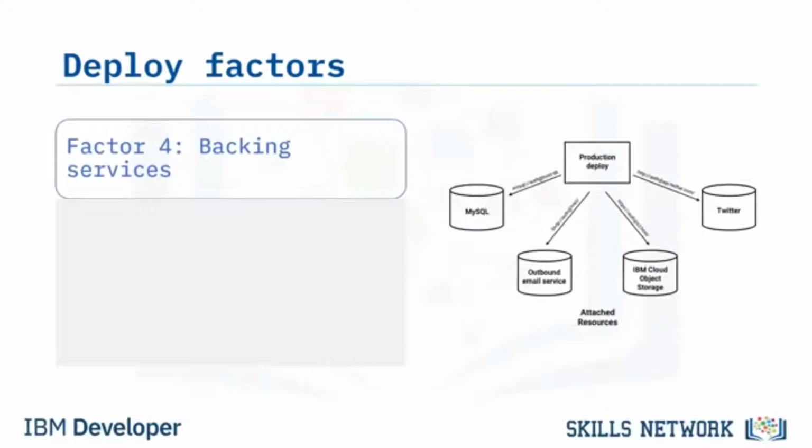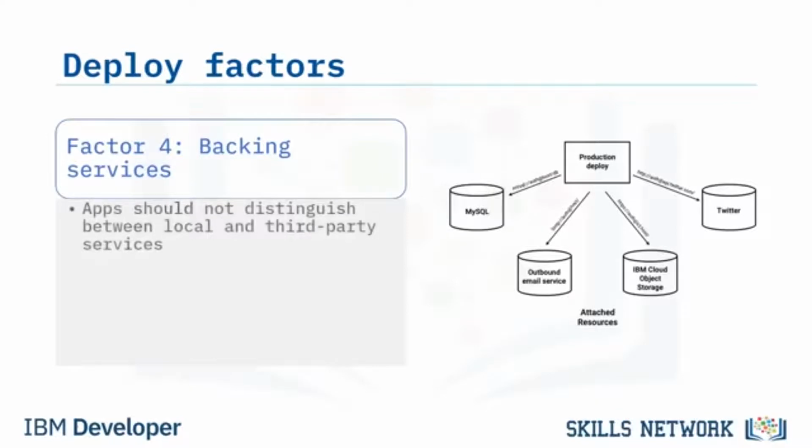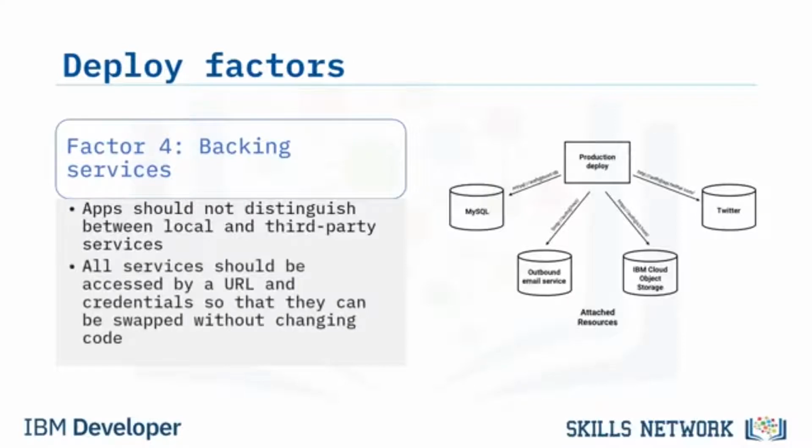Factor 4 is Backing Services. A 12-factor app should not distinguish between local and third-party services. Both should be accessible via a URL and credentials so that a developer can easily swap out the backing service without changing code. For example, if a database experiences problems, a new database can be spun up and substituted in without having to change code.